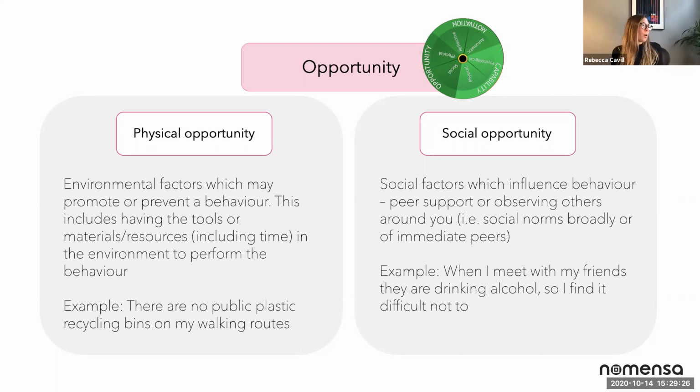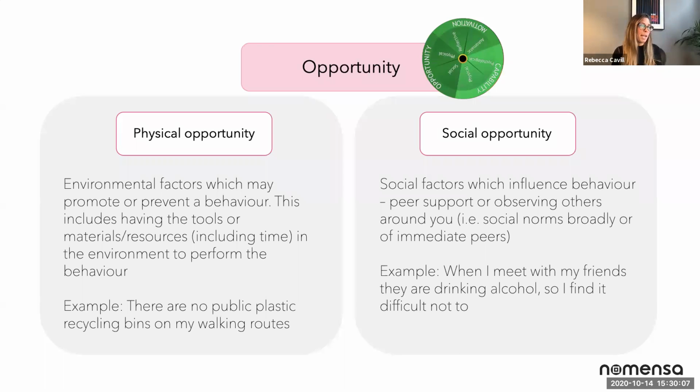Okay, and opportunity. Opportunity is broken up into subcomponents of physical and social opportunity. Physical opportunity covers environmental factors which may promote or prevent a behaviour. This includes having the tools, materials or resources, and something I think is a really nice one is a resource being time in the environment to perform a behaviour. For example, there are no public plastic recycling bins on my walking routes, so that makes plastic recycling in public really difficult. And for some people, it would be too much effort to go and put their plastic into a normal bin.